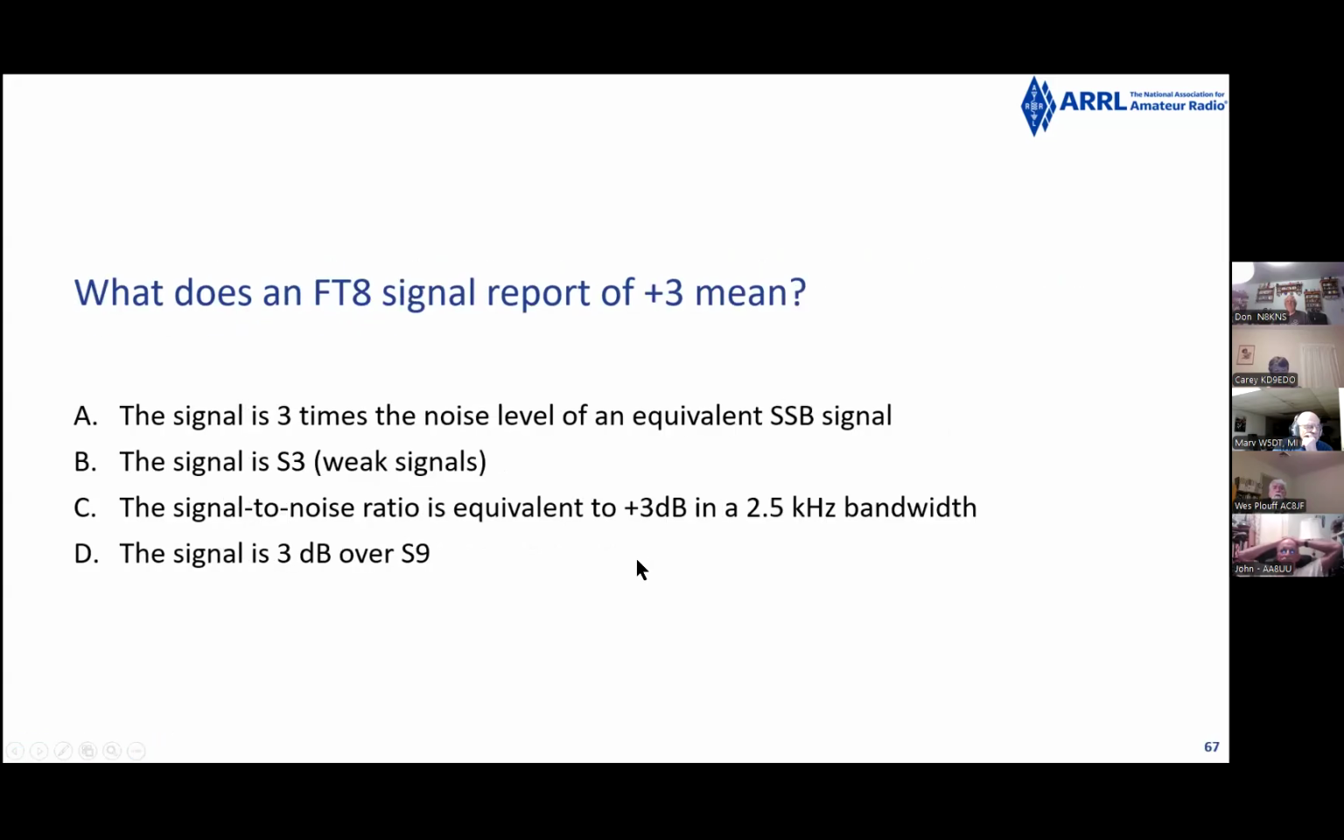What does an FT8 signal report of +3 mean? This is also something we didn't cover in the slides, but you can sort of figure it out. A, the signal is 3 times the noise level of an equivalent SSB signal. B, the signal is S3 on the S meter. C, the signal to noise ratio is equivalent to +3 dB in a 2.5 kilohertz bandwidth. Or D, the signal is 3 dB over S9.